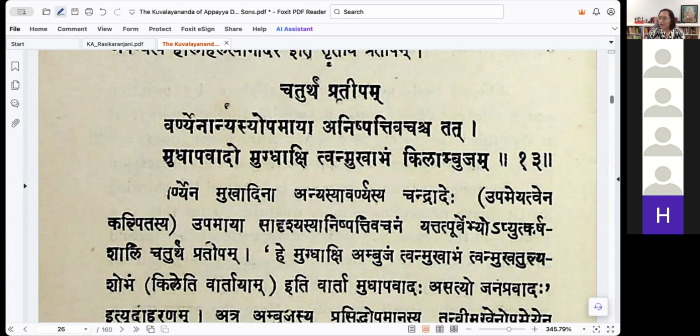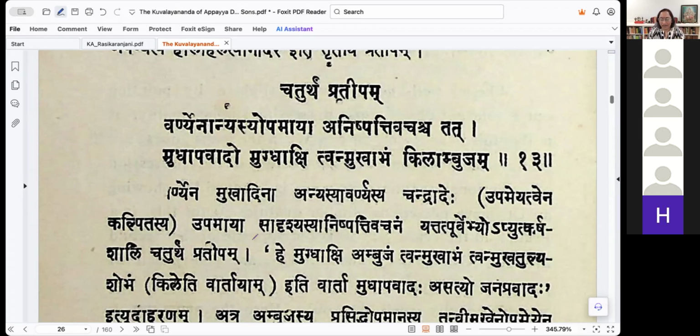So I will take that Upamanam, which is the Prasiddha Upamanam, as the Varnyam. Iti yadi chintayasi, tarhi tatra, that cannot even compare with what I have on hand. That is the kind of description he gives here. So Varnyena, what I am trying to describe here, Varnyena Mukhadina Anyasya Upamayaha Anishpatti Vachaha. There cannot be a comparison at all, because my Varnyam is so superior. So I cannot think of comparing this to another object at all.